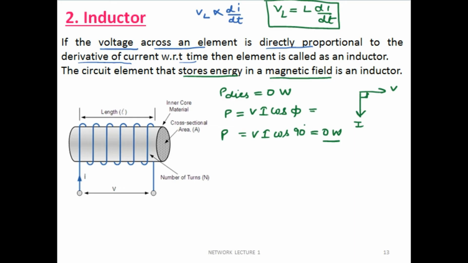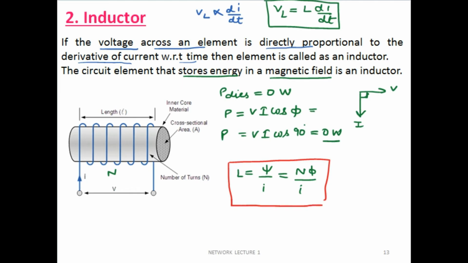Okay, so now suppose this is iron core material. And now on it we have made windings, and N number of turns are there, suppose. So the inductance will be given by flux linkage by current. So flux linkage is given by N into phi by I. So this is one important relation, that inductance is given by N phi by I, and N into phi is the flux linkage. Total how much flux linkage is happening.